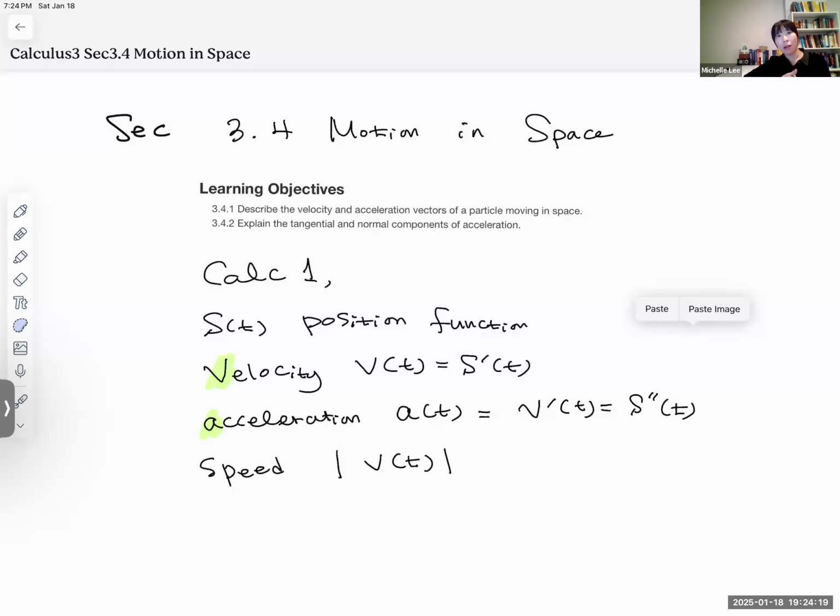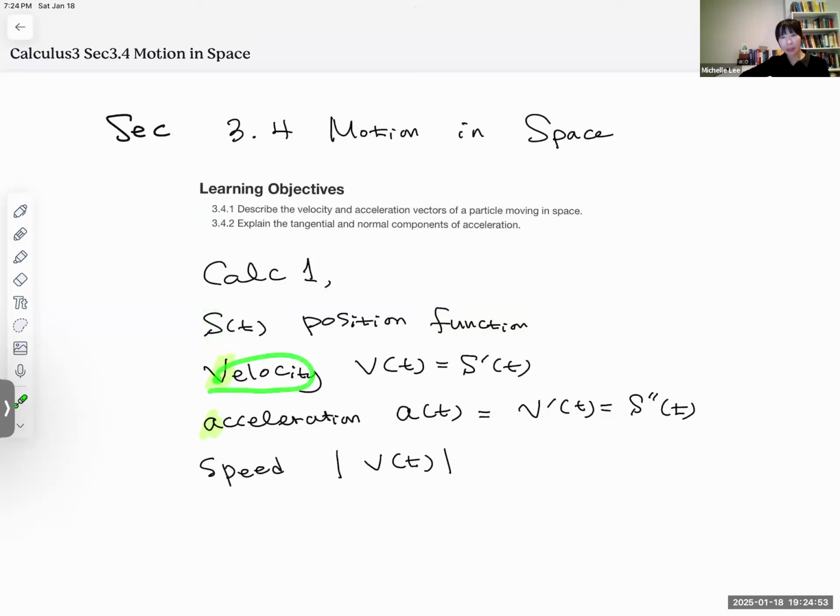Everyone, today we're going to learn section 3.4, motion in space. So we have a learning objective here. In Calculus 1, how do you find the velocity, acceleration, and speed? If we have s of t as the position function, we can use any letter, any variable. We are just using s of t, which is the position function.